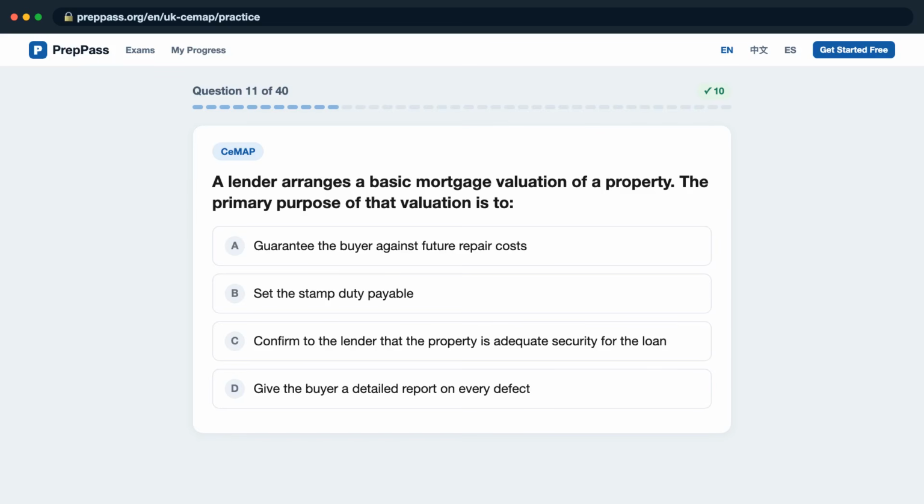Question 11. A lender arranges a basic mortgage valuation of a property. The primary purpose of that valuation is to, is it A, guarantee the buyer against future repair costs? B, set the stamp duty payable? C, confirm to the lender that the property is adequate security for the loan? D, give the buyer a detailed report on every defect?